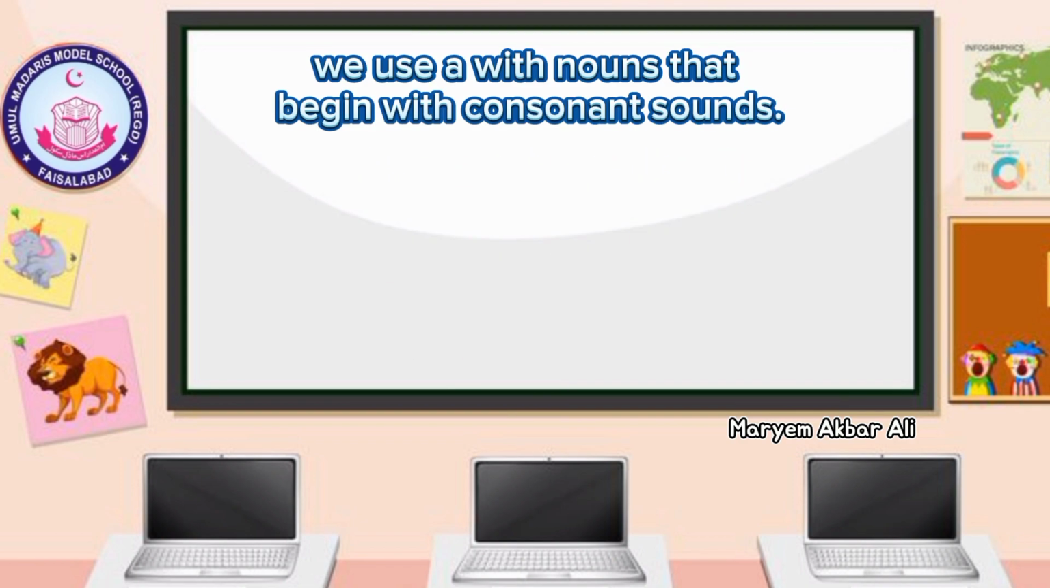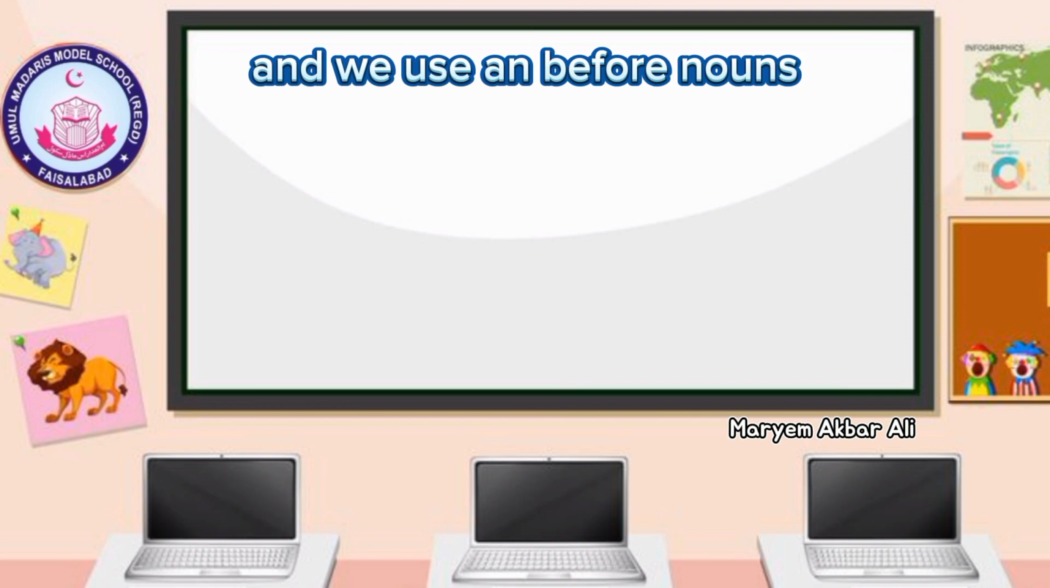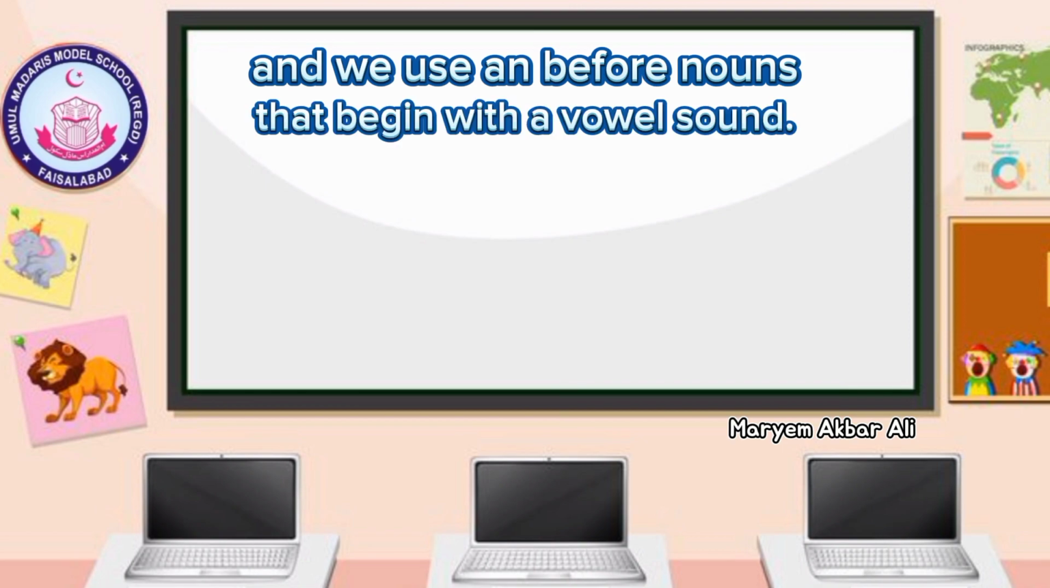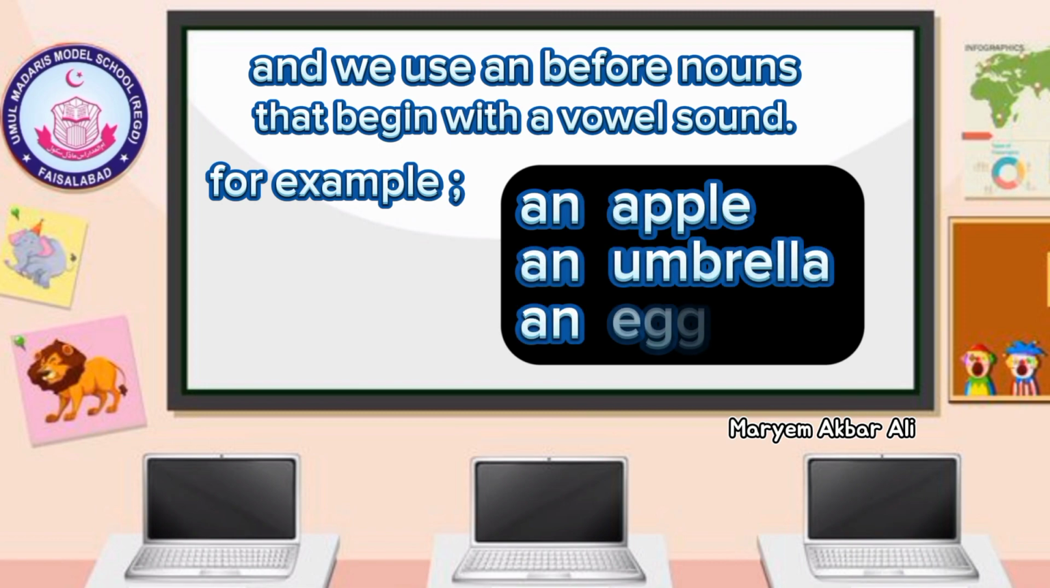We use a with nouns that begin with consonant sounds. For example, a man, a ring, a pencil. And we use an before nouns that begin with a vowel sound. For example, an apple, an umbrella, an egg.